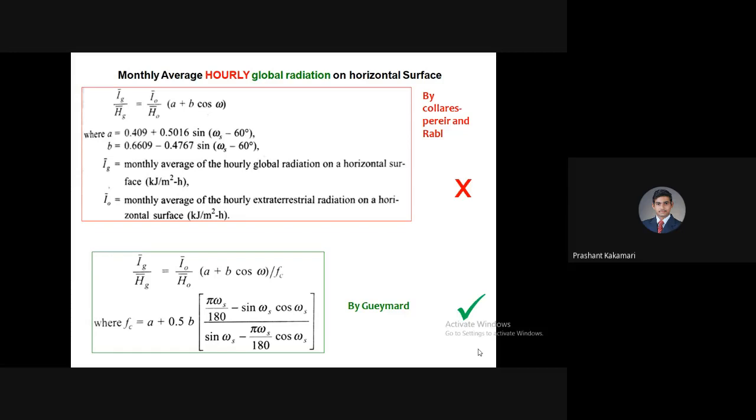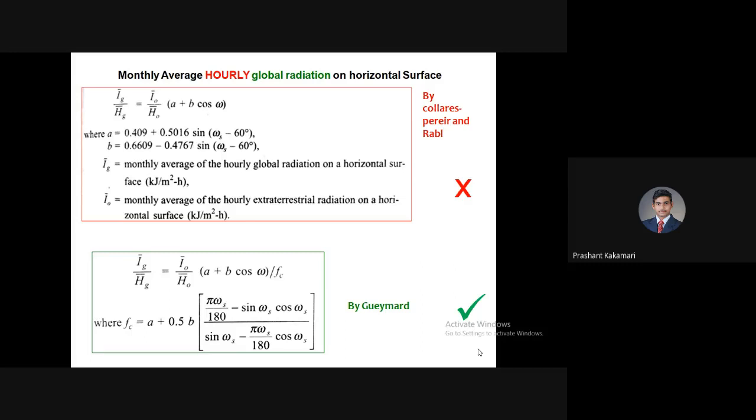So you can see the complication. Complication is there, but whatever the Gaimard has achieved, the less percentage of error is very important here. So he introduced this term where using constant A and B, one should find out this constant FC. And that is given as per this bracket here, A plus 0.5B into bracket pi omega s by 180. So that is required for converting radians into degrees, minus sine omega s cos omega s divided by sine omega s minus pi omega s by 180 cos omega s.